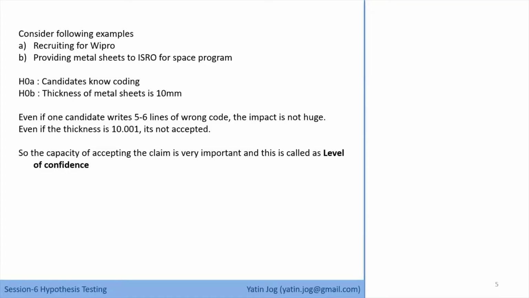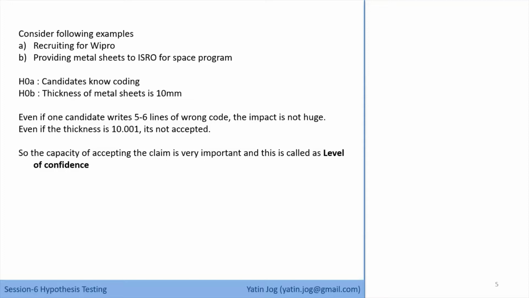Now, in the first scenario, when I say that candidates know coding and can write 100 lines of code, even if one candidate writes 5 to 6 lines of wrong code, or makes some small mistakes in that code, for instance, instead of starting a loop from I equal to 0 and ending at I equal to 10, maybe that candidate has started the loop with I equal to 1.